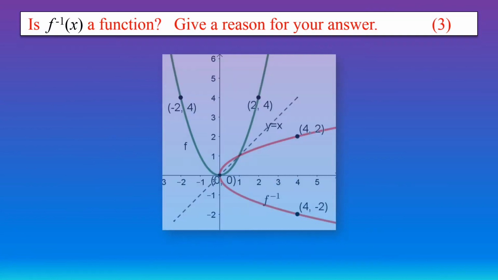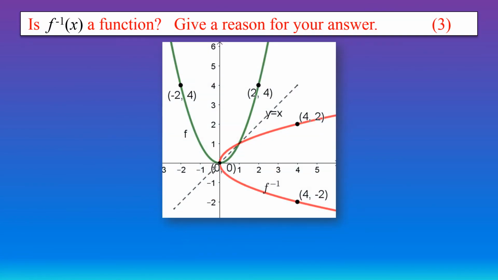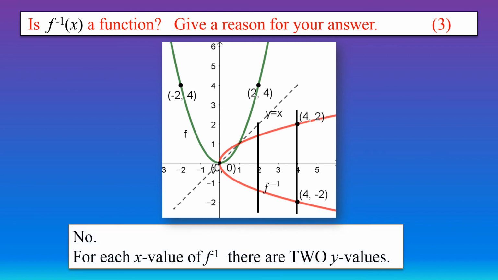Okay, here it is a continuation. Is f inverse x a function? Give a reason for your answer. And we know how to test whether a graph is a function or not. We use the vertical line. Now we notice that for x equal to 4, there are 2 y values, that is 2 and -2. Now we conclude f inverse is not a function. That's our reason, for each x value of f inverse, there are 2 y values.